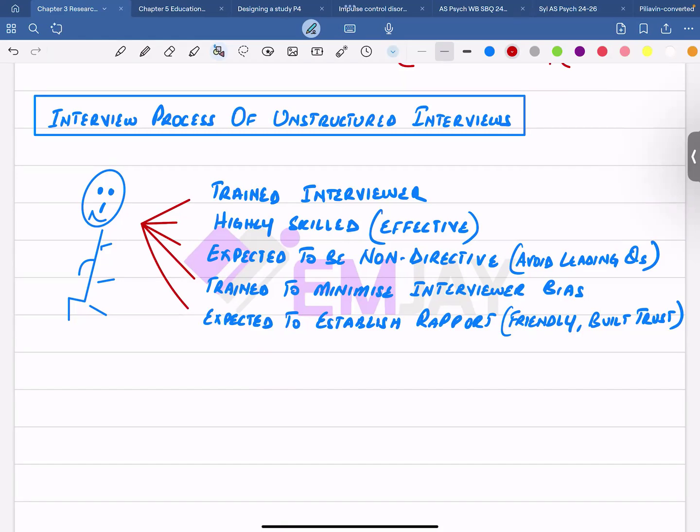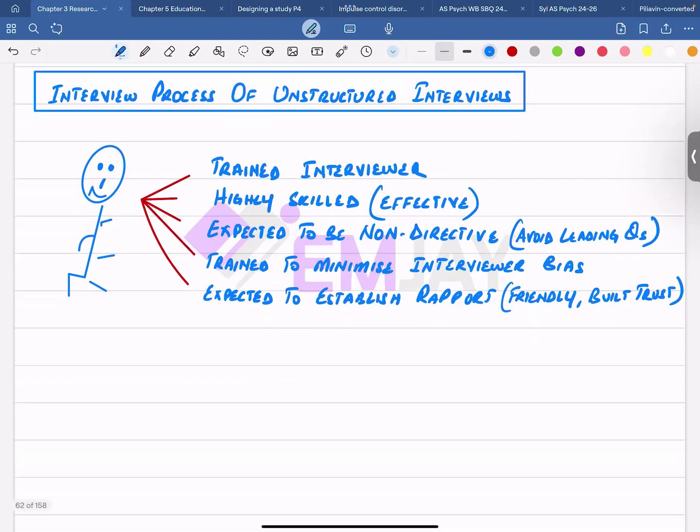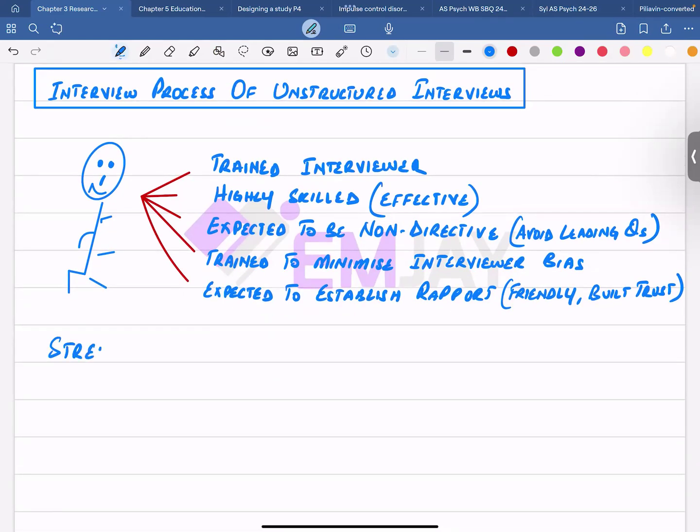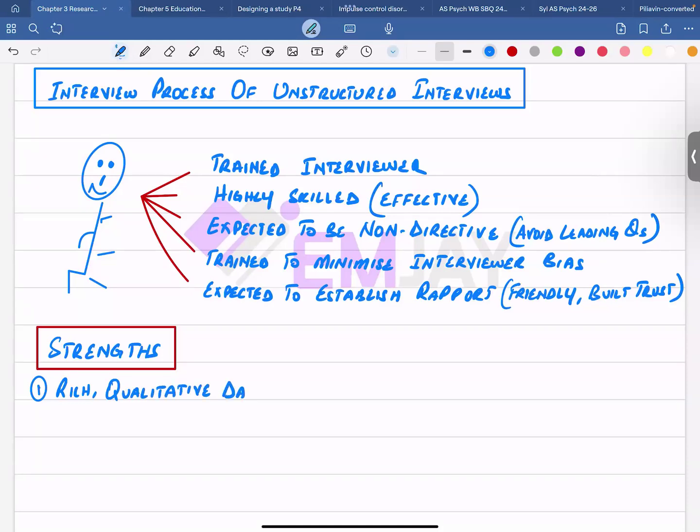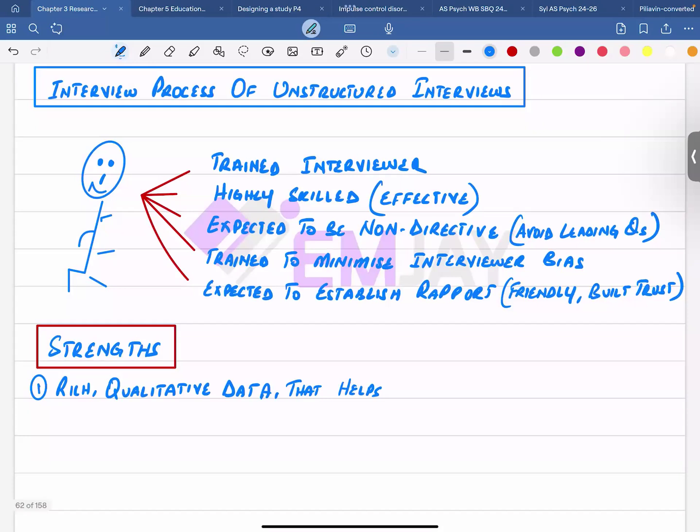Now, about the strengths and weaknesses of unstructured interviews, to begin with, if we start off with the strengths of unstructured interviews, they are known to produce rich qualitative data that helps uncover complex social phenomena.